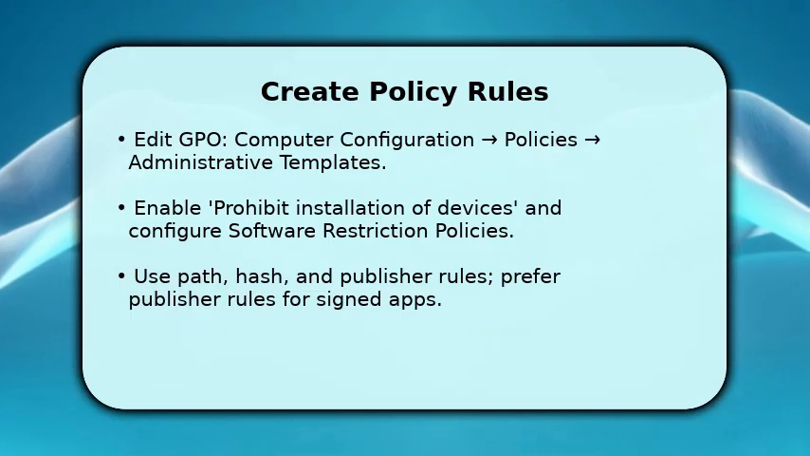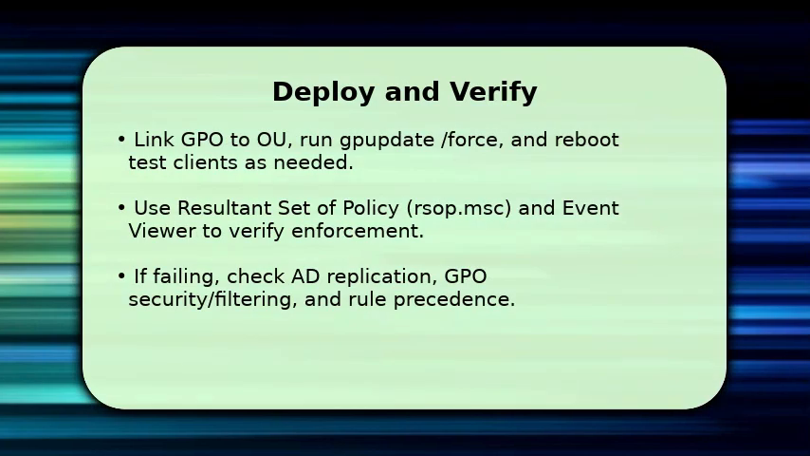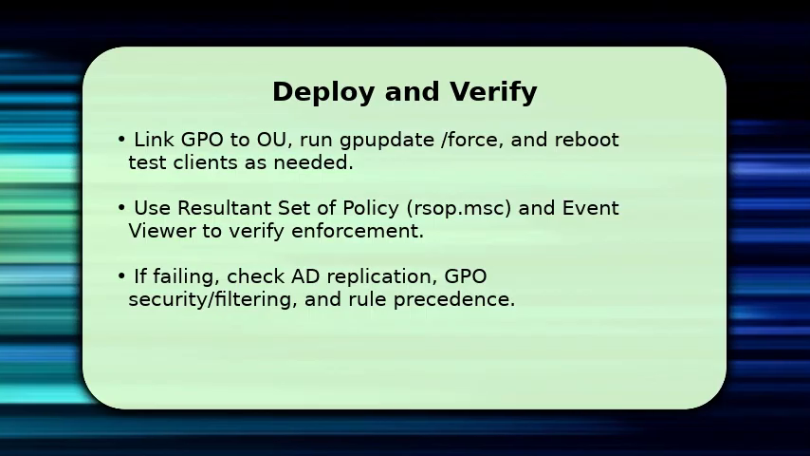You now link the GPO to the test OU, force an update with gpupdate /force, and reboot a client if the policy requires it. Then attempt a blocked install to confirm behavior.